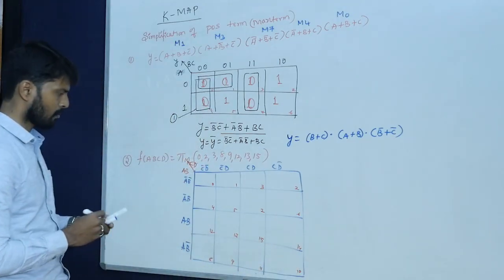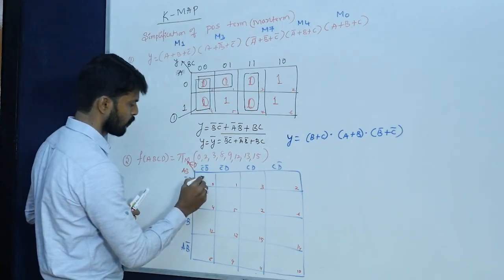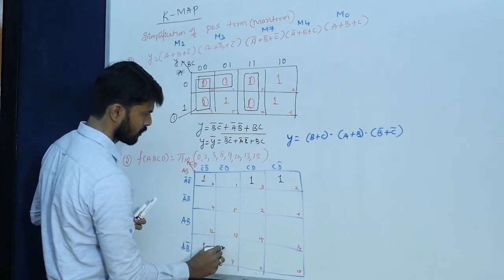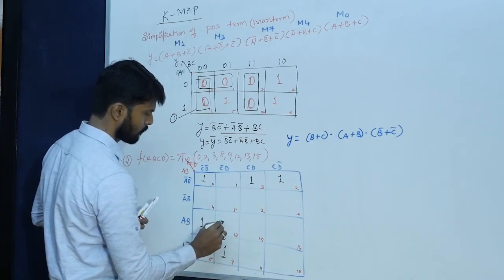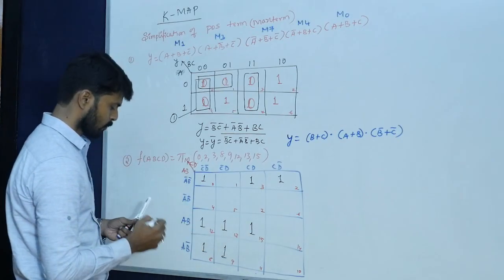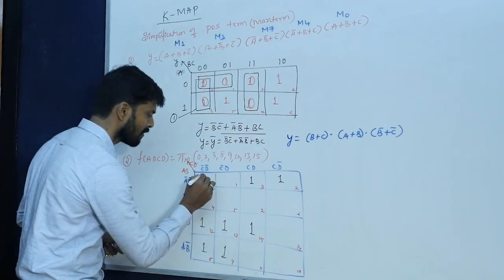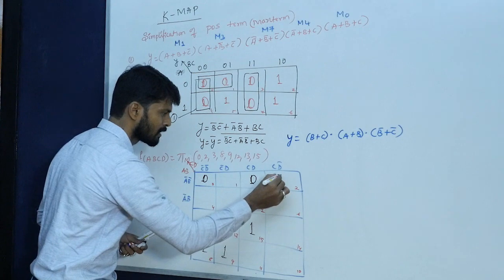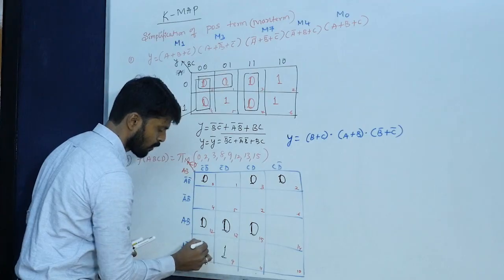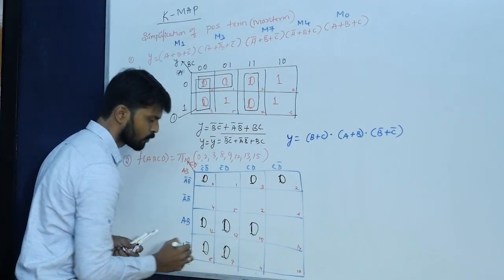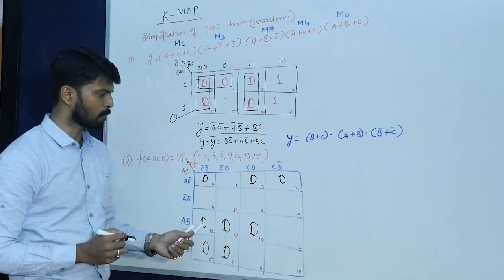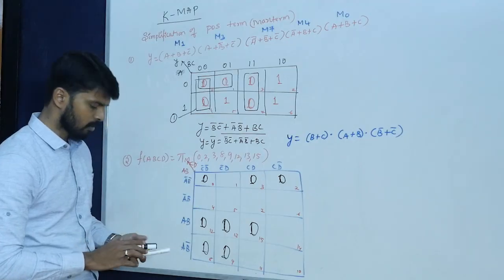So first I need to make a mapping. In this mapping, first I will mark 1, 2, 3, 8, 9, 12, 13 and 15. So again, is this 1 or 0? No. Again, this is 0. We should place 0, not 1. 1 is for SOP, 0 is for POS. Why I am telling again and again, so you shouldn't get confused: for the SOP term, you should map with 1, and for the POS term, you should map with 0.